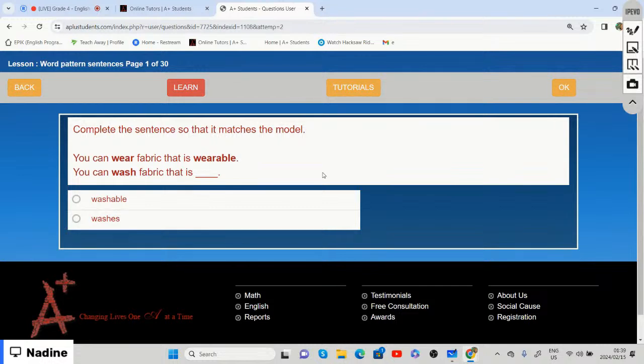So we need to complete the sentence that matches the model, right? You can wear fabrics that is wearable. And you can wash fabrics that is what? Is it washable or that washes?